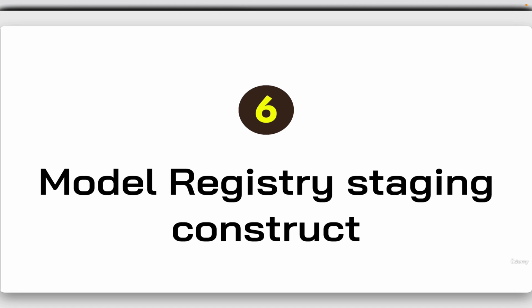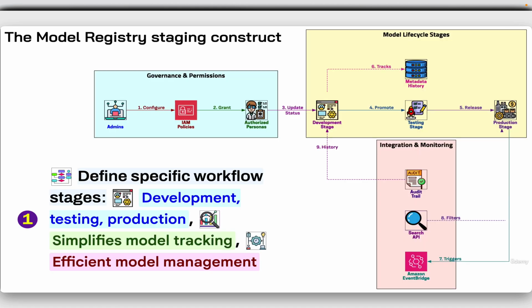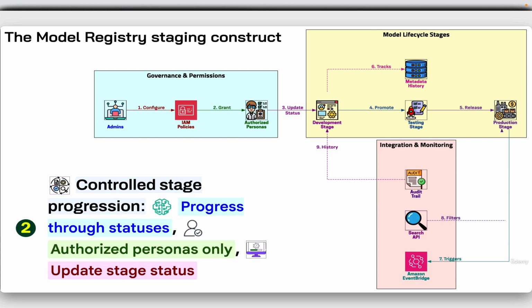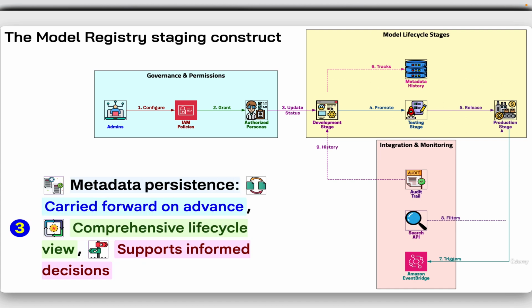Sixth topic is Model Registry Staging Construct. The Model Registry Staging Construct allows you to define specific workflow stages such as development, testing, production to simplify the tracking and management of models. Models progress through these defined stages and statuses where only authorized personas with appropriate permissions can update the stage status. Metadata is carried forward as the model advances, providing reviewers with a comprehensive lifecycle view to support informed decision making.